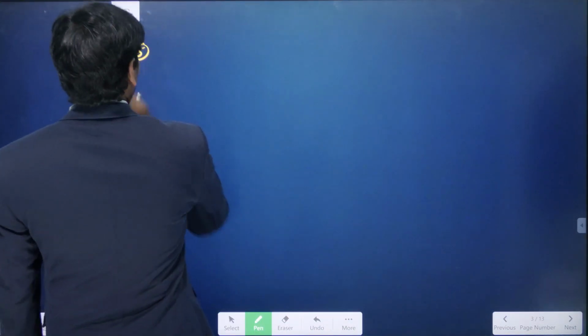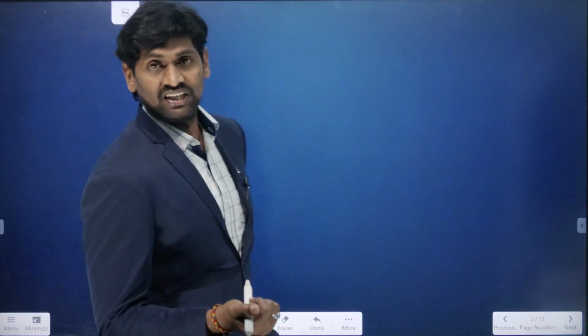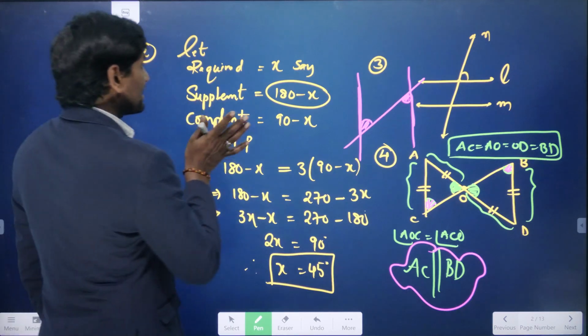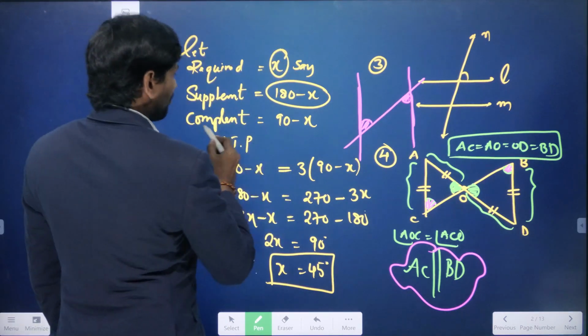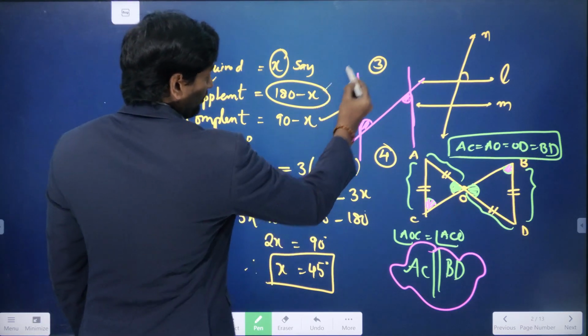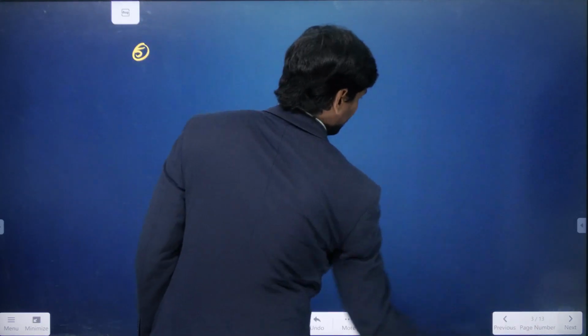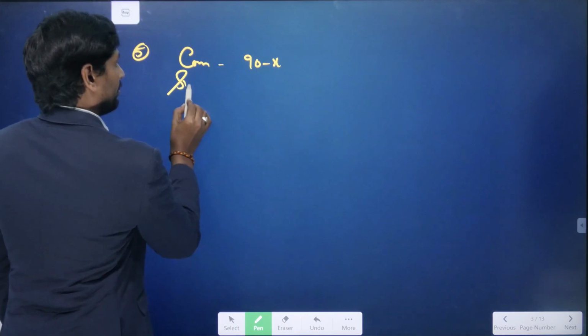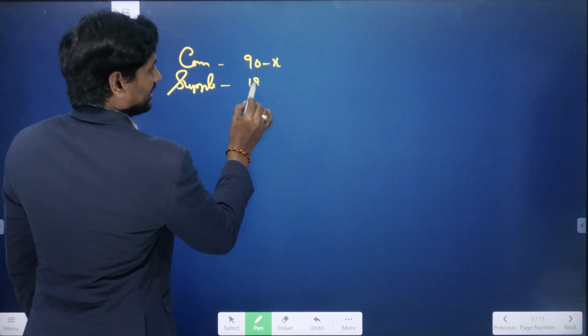Question number 5. Given that the ratio between the complement and supplement of an angle is 1:2. Then the angle is very easy, as we discussed in the previous problem. Let us consider the required angle is x and its complement angle is 90 minus x. The supplement angle is 180 minus x. Complement angle is 90 minus x and supplement angle is 180 minus x.